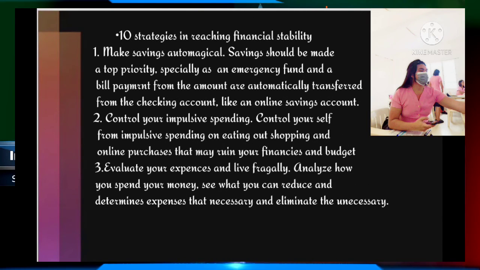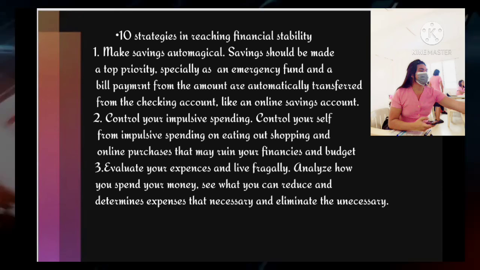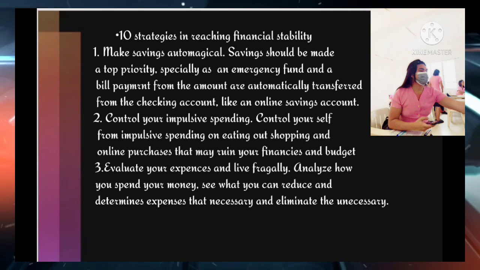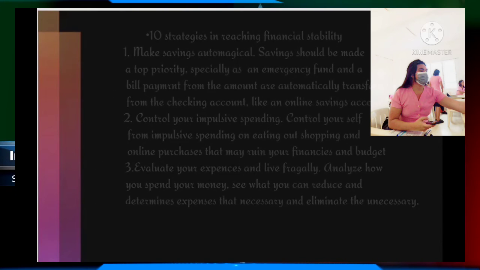First, make savings automatic. Savings should be made a top priority, especially as an emergency fund and for bill payment, with the amount automatically transferred from the checking account to, for example, an online savings account. Second, control your impulsive spending on eating, shopping, and online purchases that may ruin your finances and budget. Third, evaluate your expenses and live frugally. Analyze how you spend your money, see what you can reduce, and determine which expenses are necessary and eliminate the unnecessary.